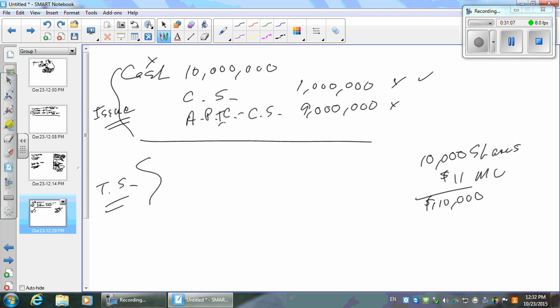Let's buy the treasury stock. Credit cash, don't you suppose? How much? 110. What do you want to debit? Okay, this is the cost method. There are other methods, market value method. So what we're going to do is debit an account called treasury stock.